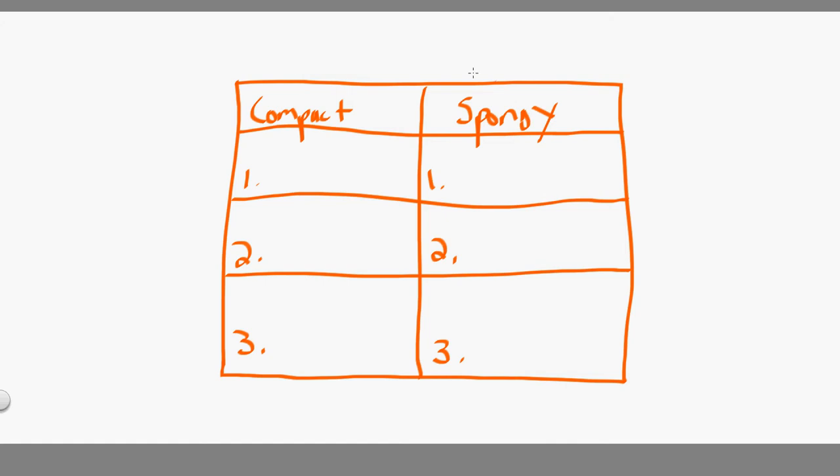Okay, so now let's take a quick look at the difference between compact bone and spongy bone. These are two types of bone that exist within all types of bones. This is, of course, dispersed in a variety of different places all over the body. Now, the first difference, I'm going to give you three.